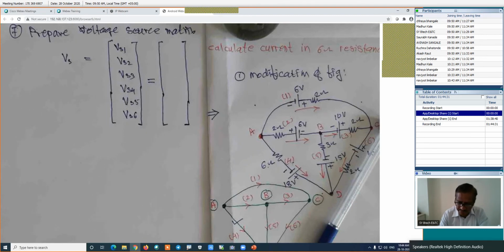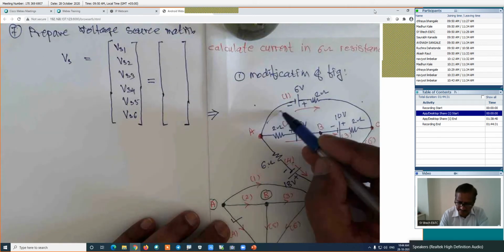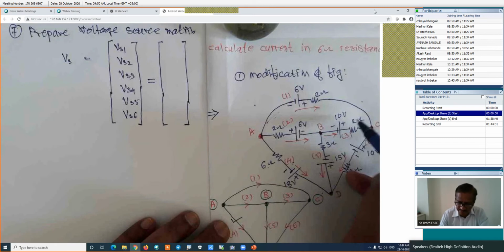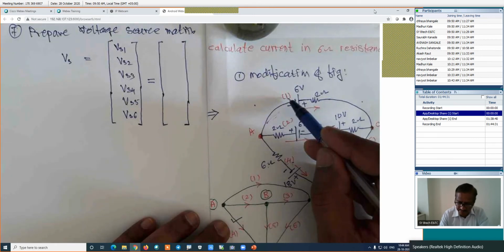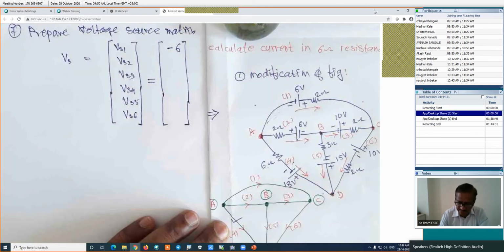If the current enters the negative terminal, then take it as negative. For this first branch, the current enters into the negative terminal. This is the direction of the current we have taken forward. Current enters into the negative terminal for branch number 1. That's why its entry will be -6.